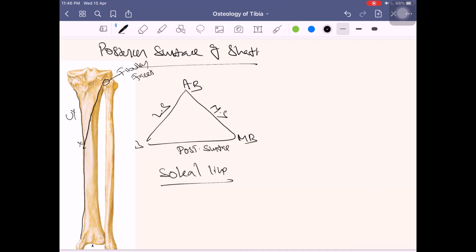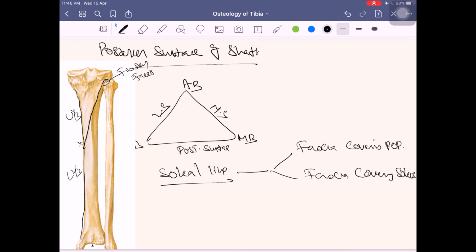So now this line is providing attachment to some structures. The soleal line provides attachment to the fascia covering popliteus. As the popliteus muscle is present above this, it is like a blanket on top of it. Fascia, below you got the soleus, so fascia covering soleus. Both the fascias are attached to this line, and your soleus takes origin here. That is why it is called the soleal line. And deep transverse fascia. This fascia we'll see when I do the leg, but the remaining I can show you. Fascia covering the soleus, fascia covering the popliteus and soleus.